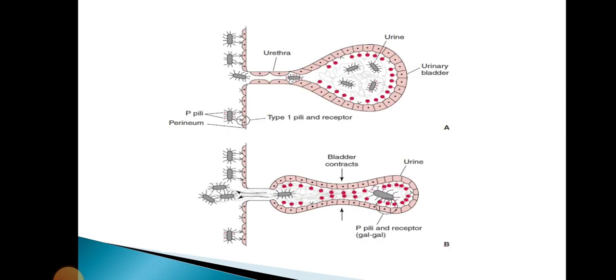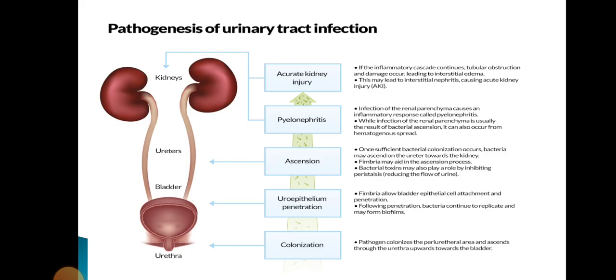Next one is the diagram of the pathogenesis, that is the pathogenesis of the urinary tract infection.